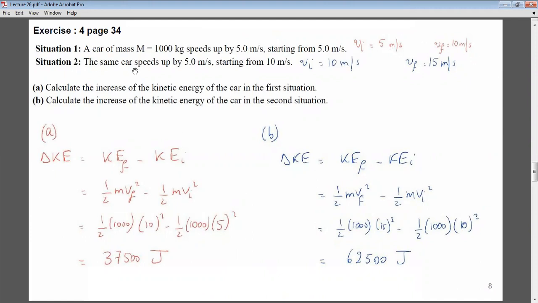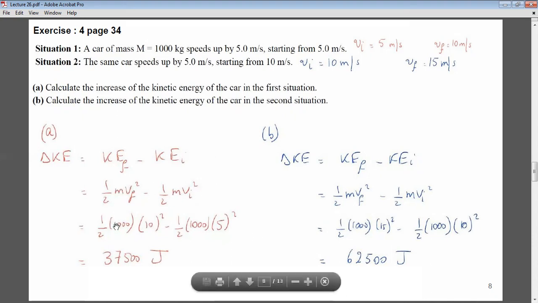Another situation, the same car speeds up by 5 meters per second, starting from 10. So V initial is 10, V final is 15. Calculate the increase of the kinetic energy in the first situation. So the increase of kinetic energy is delta kinetic energy. It's kinetic energy final minus kinetic energy initial. This is half m v final squared minus half m v initial squared.